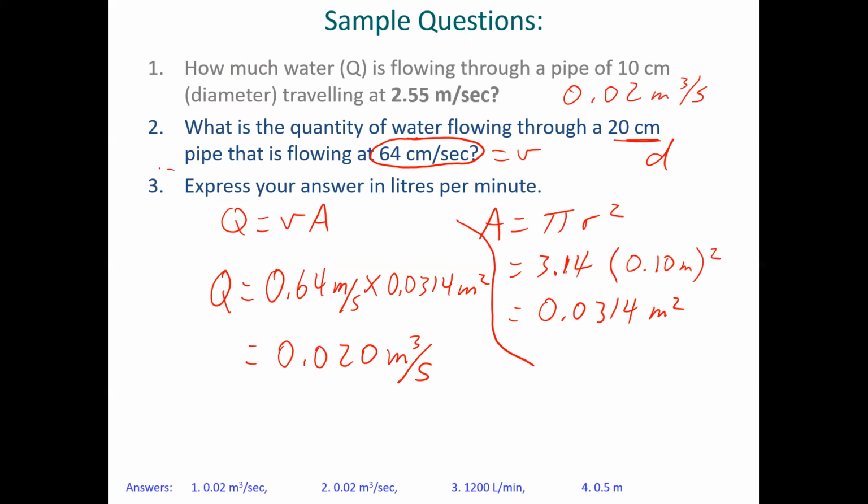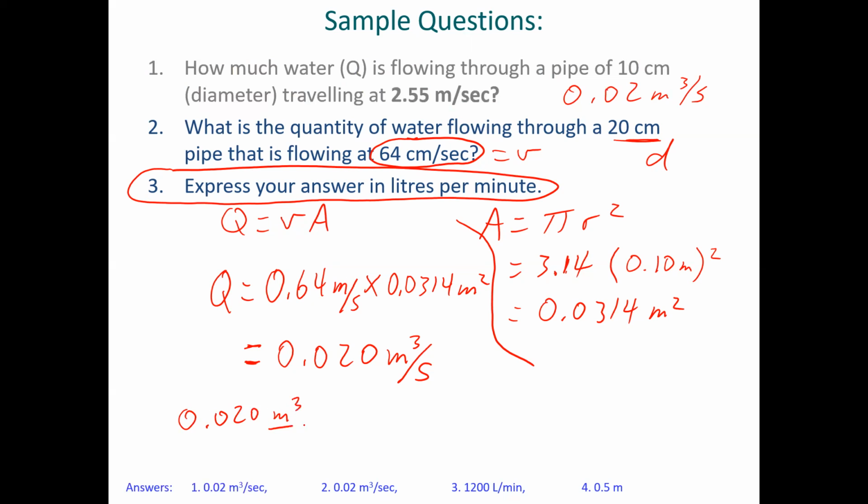Notice question 3, it says express my answer in liters per minute, okay? So what I'm going to do, there's different ways to do this, okay? Let me just rewrite this down here, 0.020 meters cubed per second. There are different ways to do this. You could convert the meters all to liters first, and then the seconds all to minutes. I'm going to do it kind of in one step here, and I'll show you how this works.